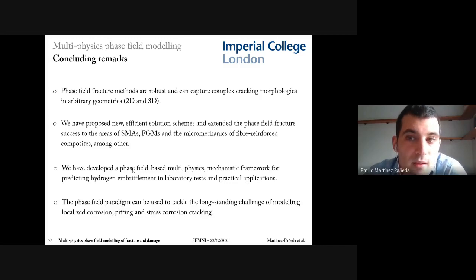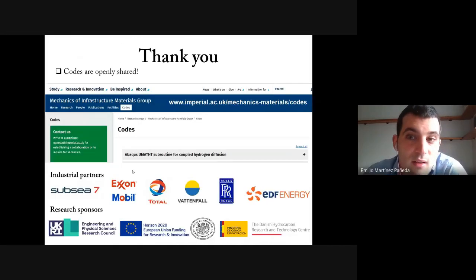And finally, we have shown that the phase field paradigm can also be exploited to model another long-standing challenge with important technological implications, corrosion damage. And I think that we will see a revolution in this area similar to the one we're seeing nowadays in fracture mechanics. And that's all.